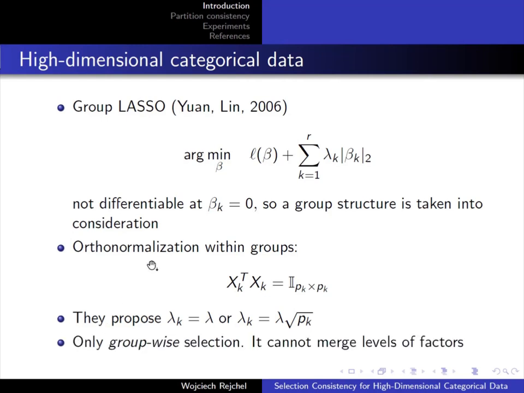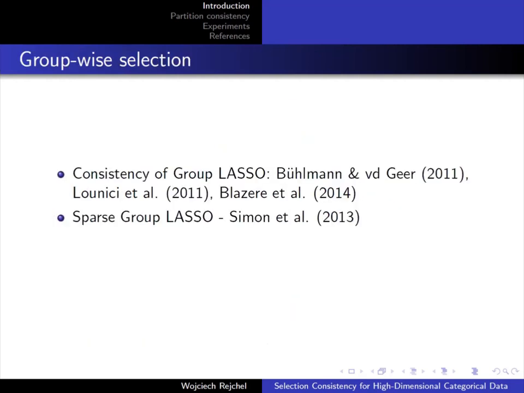But what is important, group lasso can only do something which I call group-wise selection. It can tell you only which group should be discarded and which group should not be discarded. The group lasso is not able to merge levels of factors. So if you have some group which is significant, then you do not know which levels may be taken together, may be merged. And this is our case, because if you are able to do something like that, then you can very strongly decrease the dimensionality of the problem that you consider. Here you have some papers about group-wise selection. However, I am not interested in that.